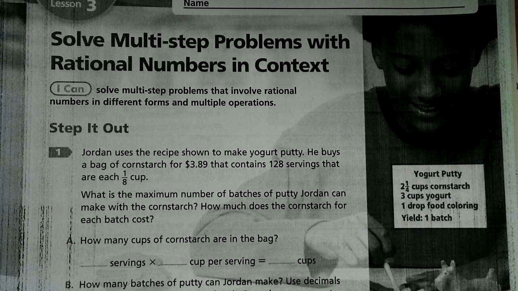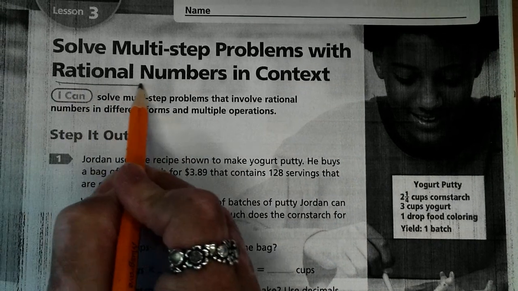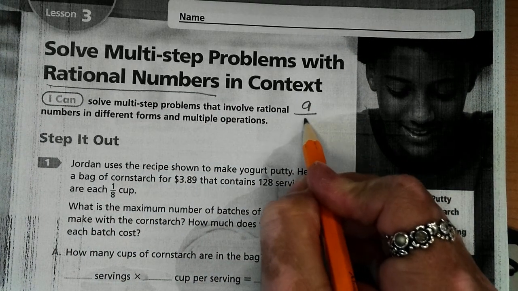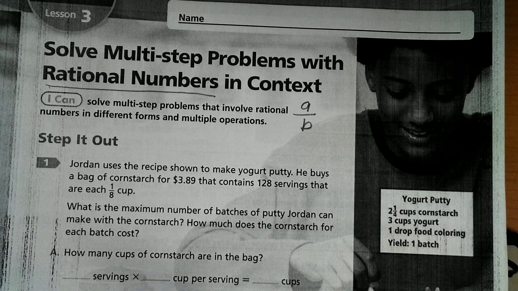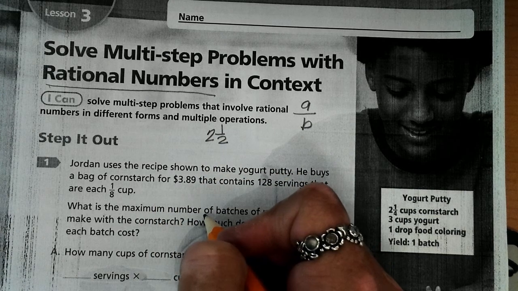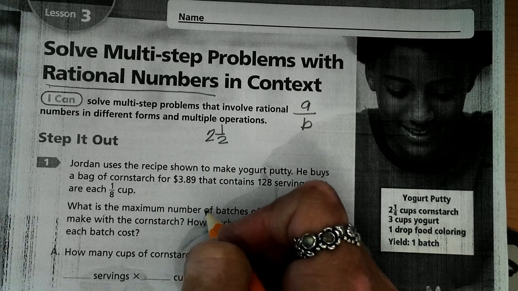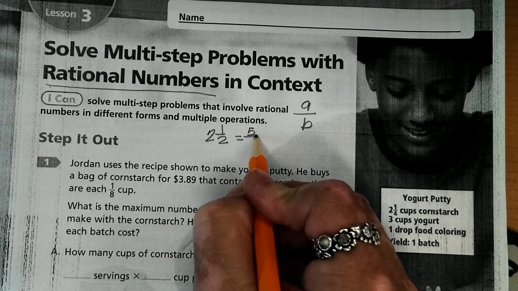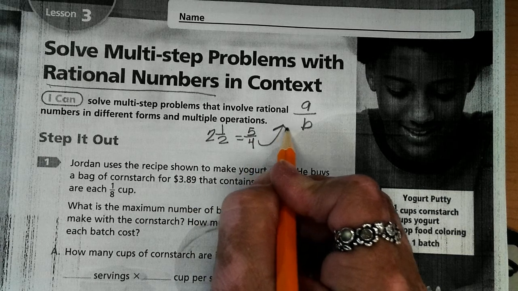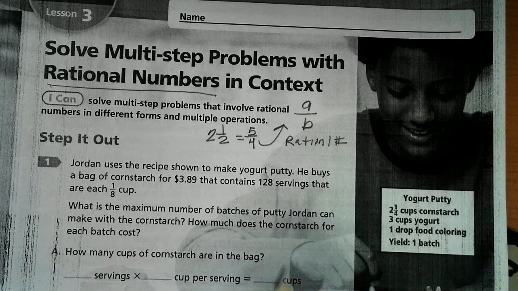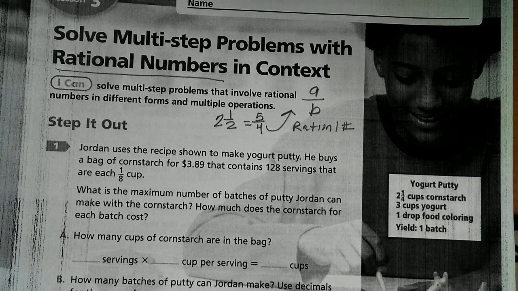All right, and if you recall, a rational number is any number that can be put in the form of A divided by B. And we've discussed, for example, if we have a mixed number, 2 1/2, right now it is not considered to be rational, but the minute I make it a fraction greater than 1, it becomes a rational number. Okay? So a rational number is any fraction or any number that can be made into a fraction.